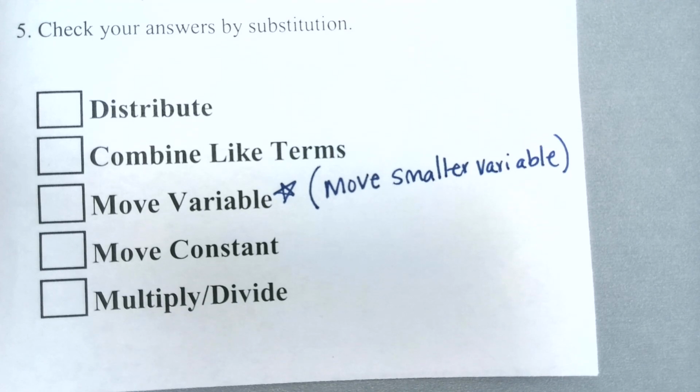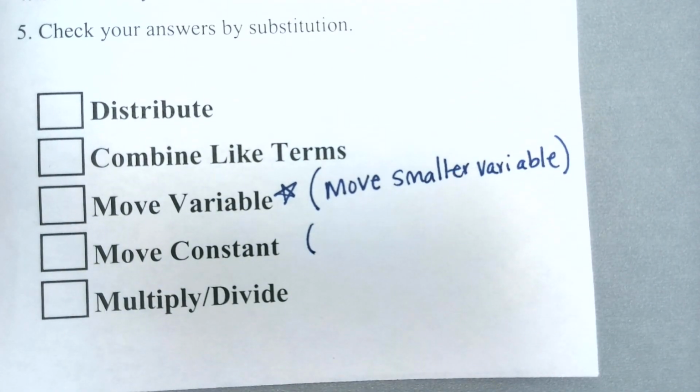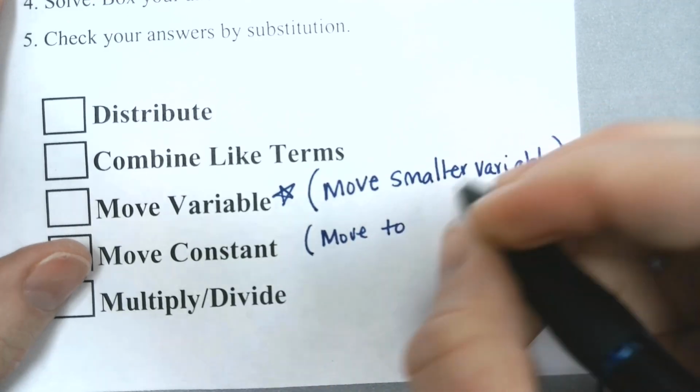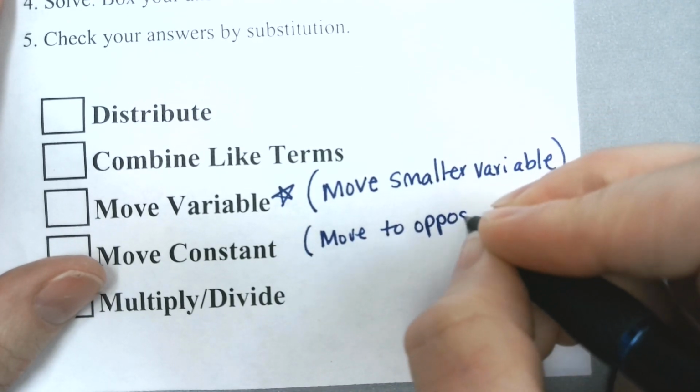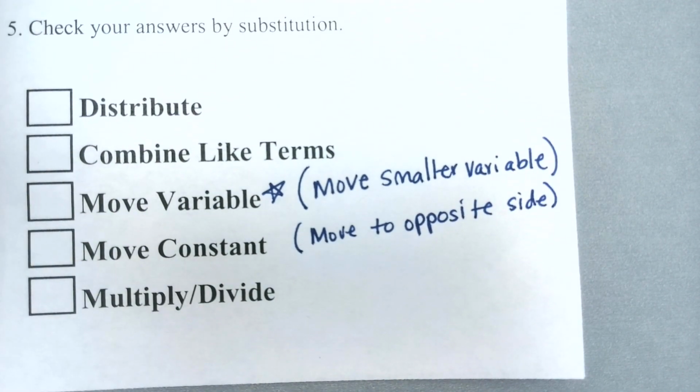So move the smaller variable to the other side. When you move the constant, you're going to move it to the opposite side of the variable. So whenever I say opposite, opposite to the variable, because you want an equal sign between your variable and your constant. And then your last step is to multiply or divide. You did do some of this in 8th grade, so it's not new.